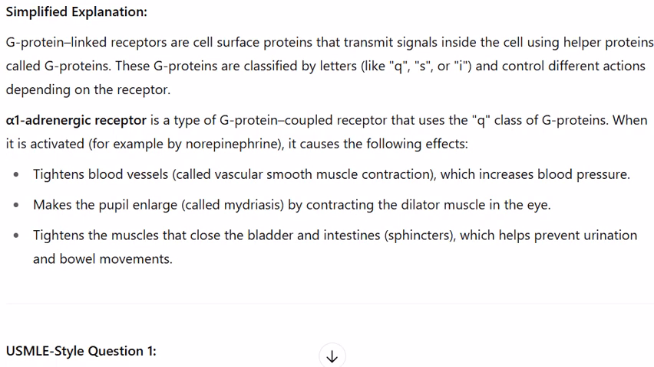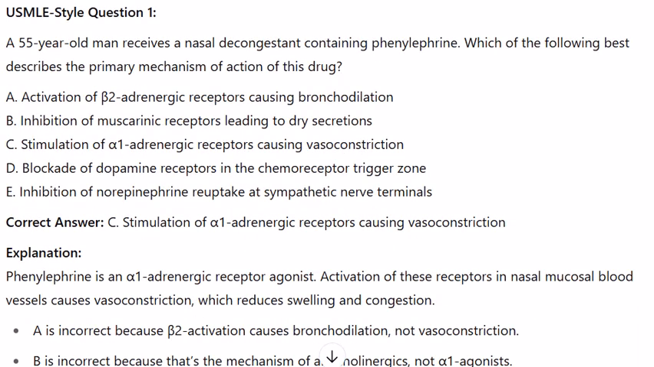USMLE style question 1. A 55-year-old man receives a nasal decongestant containing phenylephrine. Which of the following best describes the primary mechanism of action of this drug? A. Activation of beta-2 adrenergic receptors causing bronchodilation. B. Inhibition of muscarinic receptors leading to dry secretions.